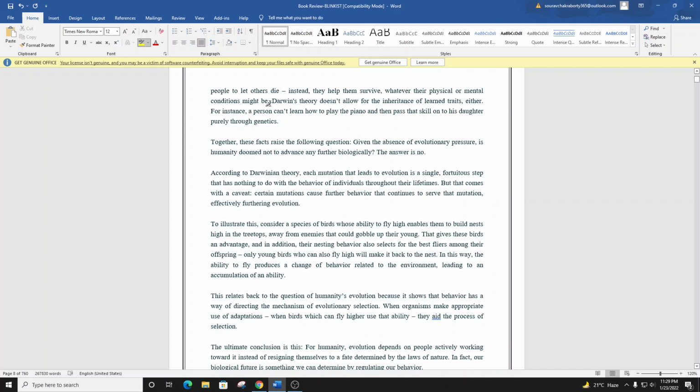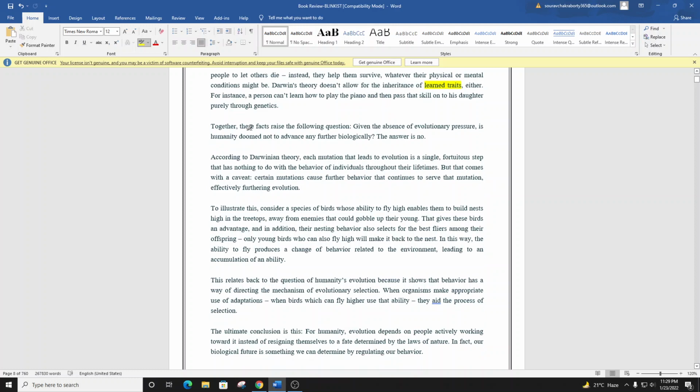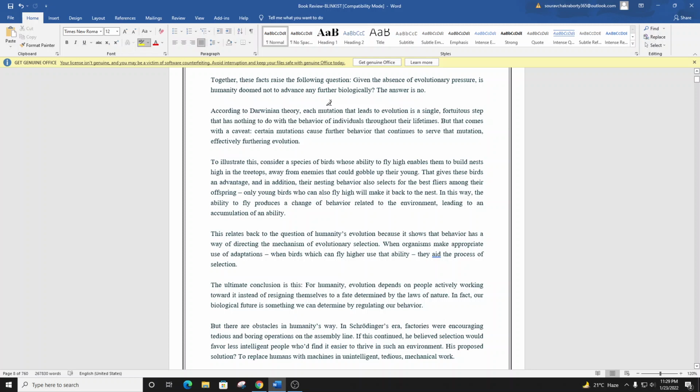Darwin's theory doesn't allow for the inheritance of learned traits either. For instance, a person can't learn how to play the piano and then pass that skill on to his daughter purely through genetics. Together, these facts raise the following question. Given the absence of evolutionary pressure, is humanity doomed not to advance any further biologically? The answer is no.